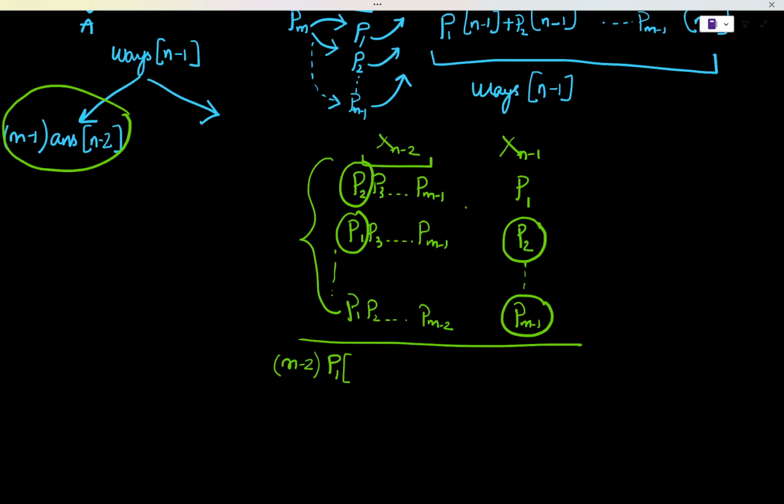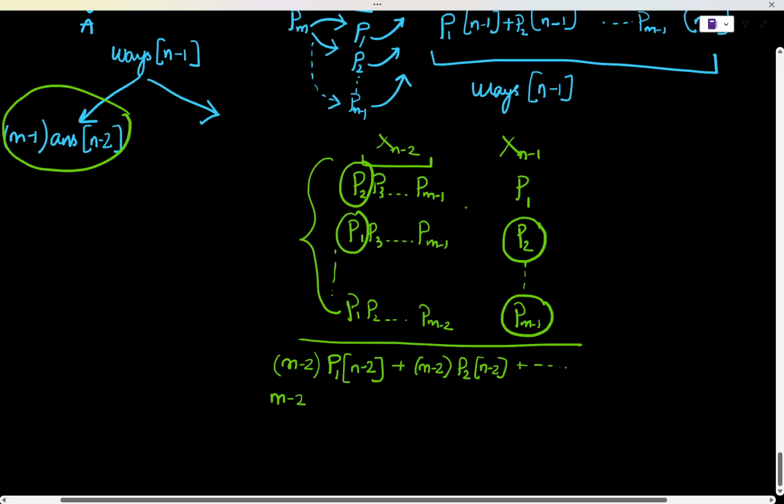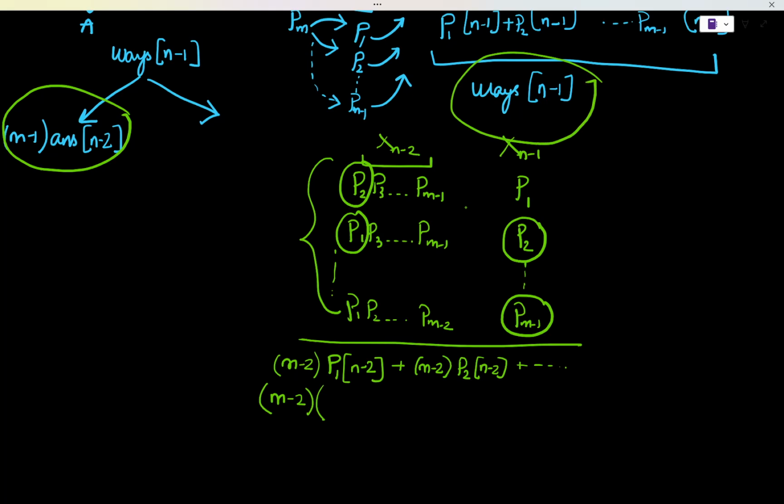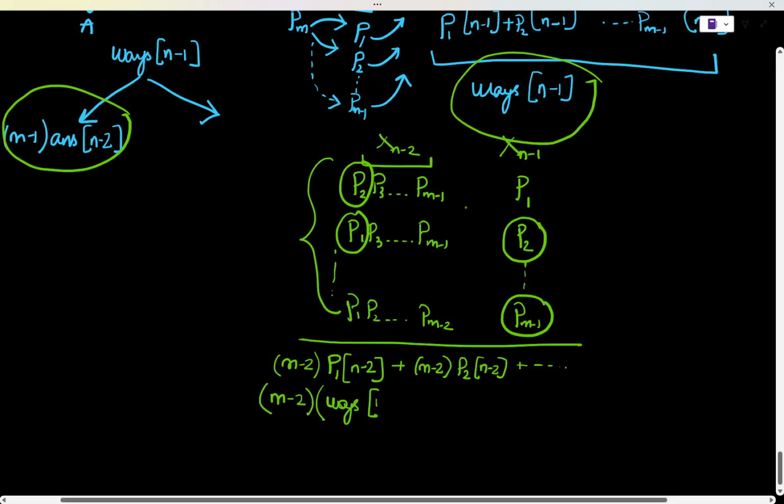So P1 at n minus 2, how much ever it had, all those contributions will come, and it will come m minus 2 times. Same for the remaining: m minus 2 times P2 will also contribute from n minus 2, and so on and so forth. So we can take m minus 2 common, and basically we'll have P1 at n minus 2 plus P2 at n minus 2, so on and so forth, which I have defined as this ways variable. So this will be the total number of ways at n minus 2, right?